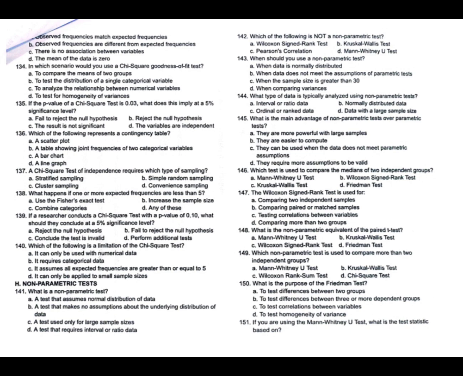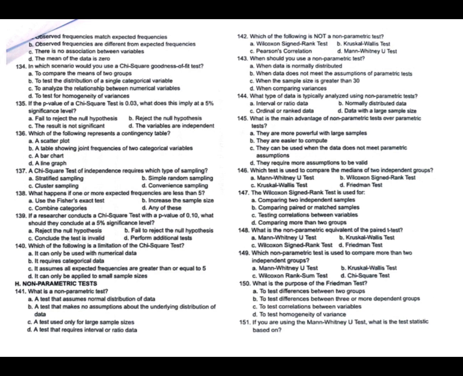If a researcher conducts a chi-squared test with a p-value of 0.10, what should they conclude at 5% significance level? So the answer is letter B. Fail to reject the null hypothesis. 140. Which of the following is a limitation of chi-squared test? The limitation of chi-squared test is it assumes that all expected frequencies are greater than or equal to 5. Letter C. So 141. We are now at the non-parametric test.